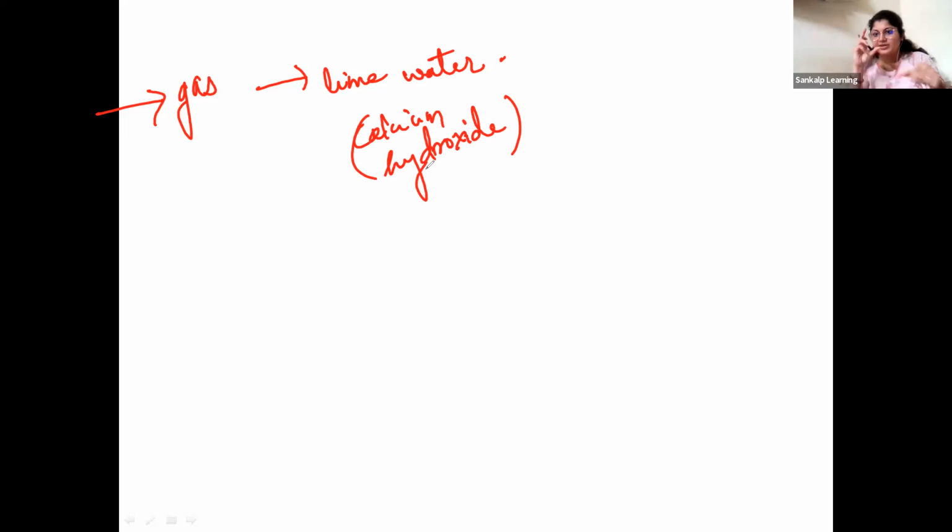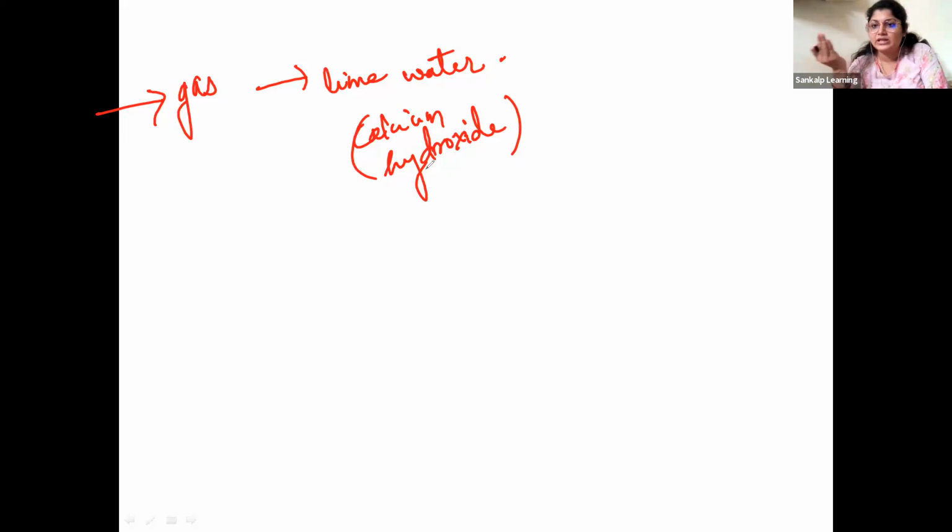It will be available in tubes, almost like tobacco, but it will be white in color. That is the chuna. So they dissolve it in water, and that will be lime water.